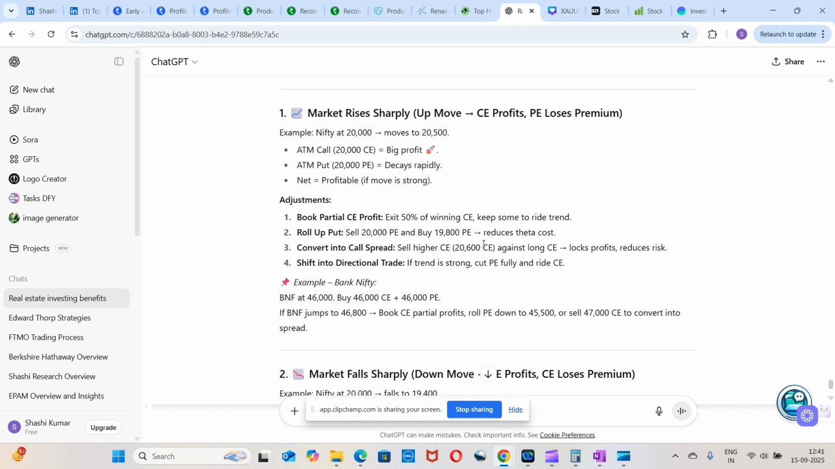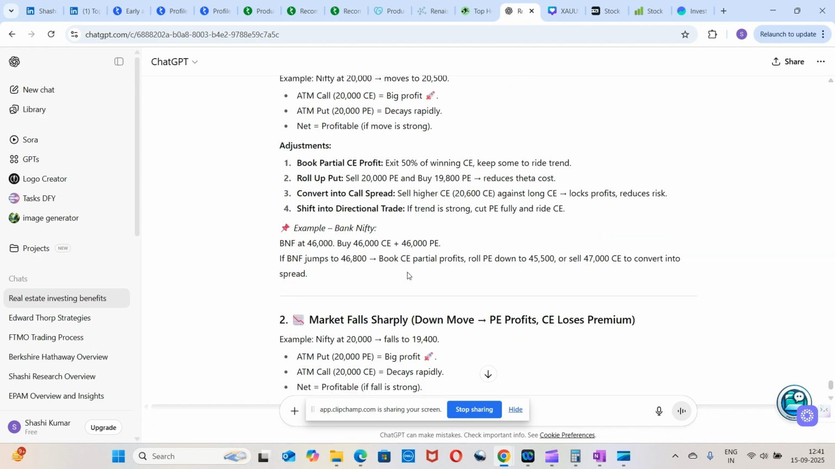So that's what happens when the market moves sharply. You will make profit. C will be in profit, and P will be in loss, but it won't be as much. Basically, in net you will make a profit. The same thing is in Bank Nifty also. If it moves from 46,000, you will buy 46,000 C and 46,000 P, and if it jumps to 46,800, you will book the C profits, and you will remove the P. That's what I would do.